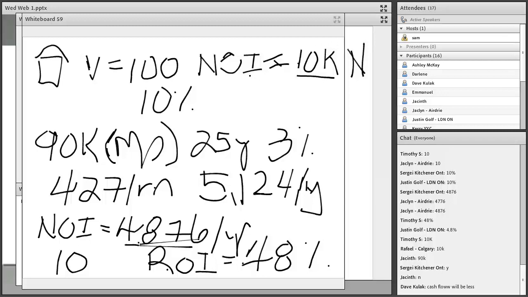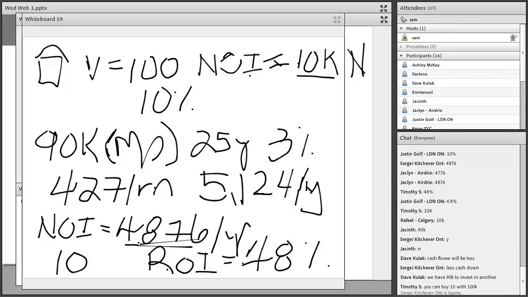Cash flow will be less. Absolutely, Dave. But this is the benefit now. What's the benefit of this circumstance? You're absolutely right, Dave. Cash flow is less. Less cash down. That's a positive. Yeah. Tell me what else. We have another 90K. That's right. With 10, if we're doing this 10K at a time, we can now do this 10 times. See that, Dave? We can do this 10 times.